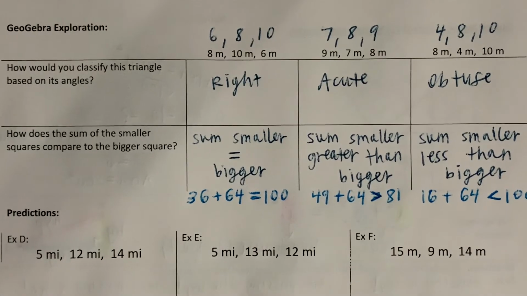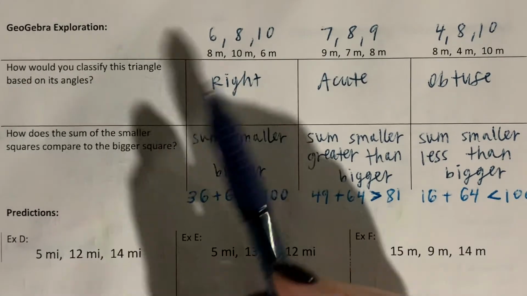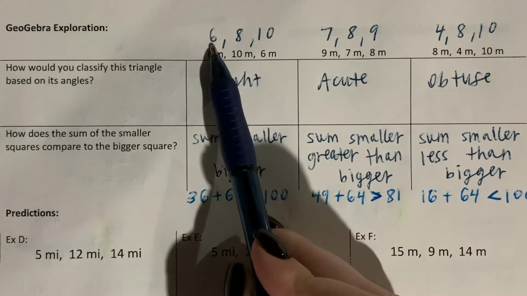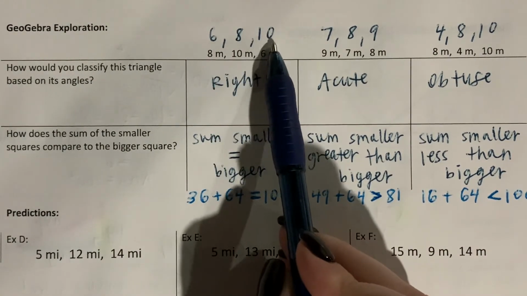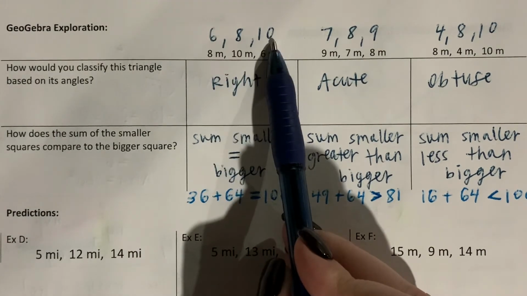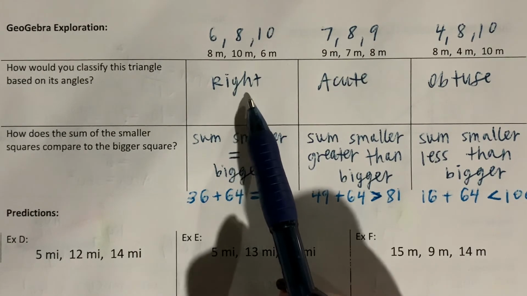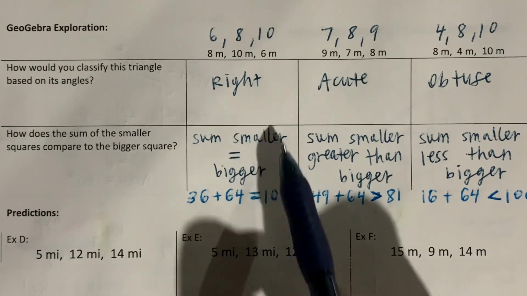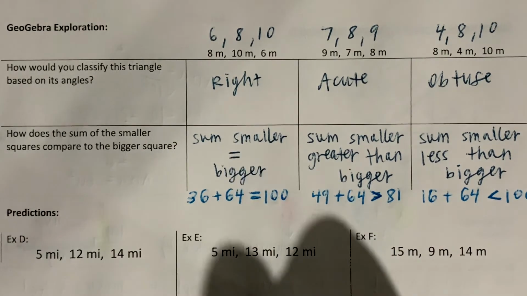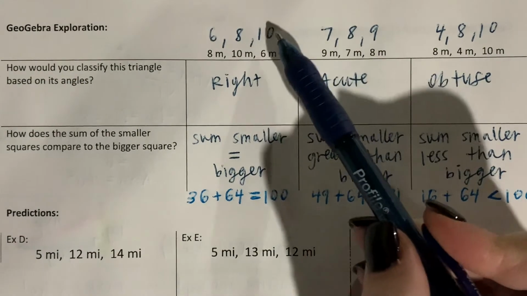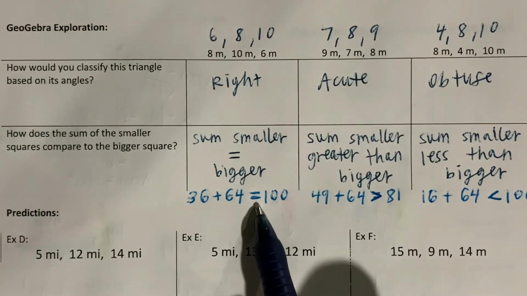Here's what I wrote down during my GeoGebra exploration. My first triangle had side lengths 8, 10, and 6, and notice that I rewrote them going from smallest side length to longest side length, so 6, 8, 10. For this triangle, I found that it was a right triangle, and we could classify it as a right triangle because it had one 90-degree right angle. When comparing the sum of the smaller squares to the bigger square, they ended up being equal. 6 squared was 36, 8 squared was 64, 10 squared was 100, and we found that they were equal.